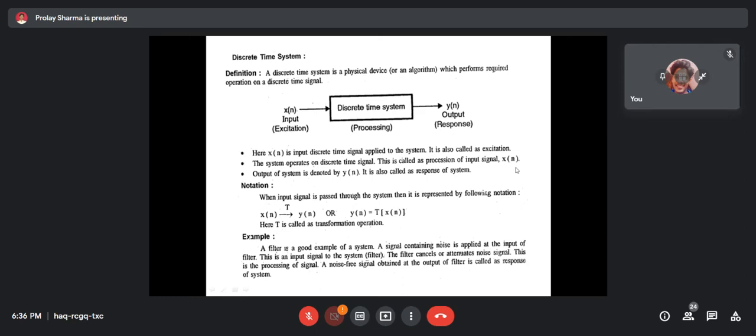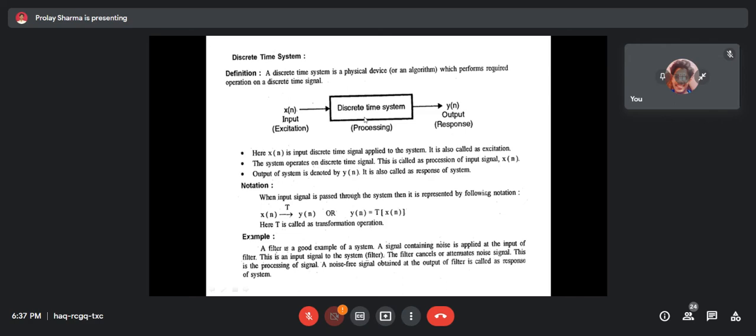So a discrete system is a physical device or an algorithm which performs a required operation on a discrete time signal. Required operation means what the user intended to do. It depends on the user, what the user will define in the software, which way the system will perform. The input is always designated by x[n] and the output is designated by y[n]. So it processes the signal.